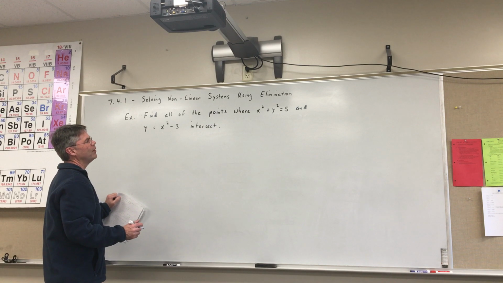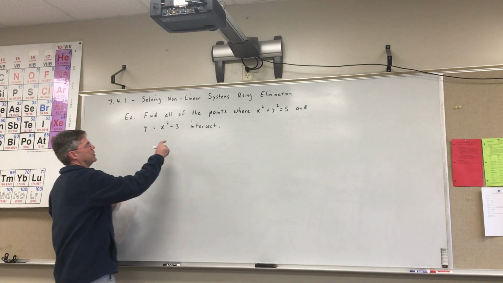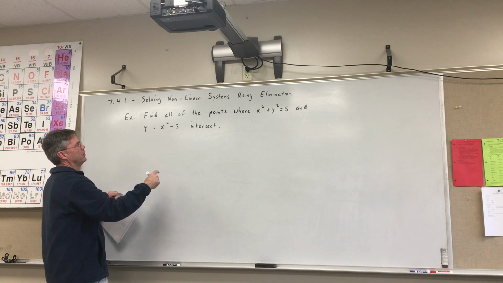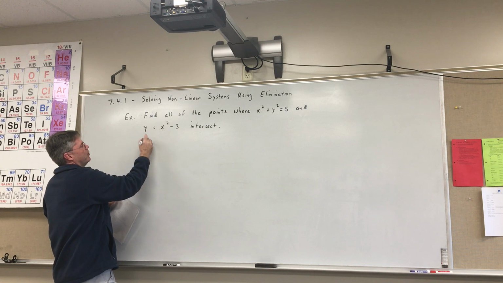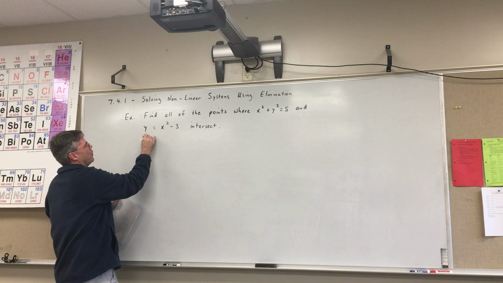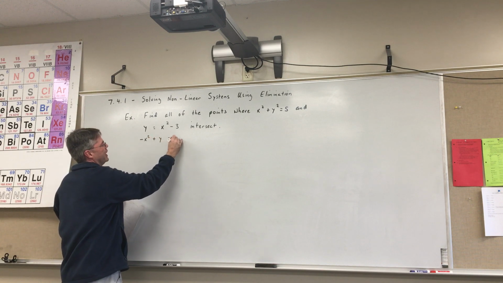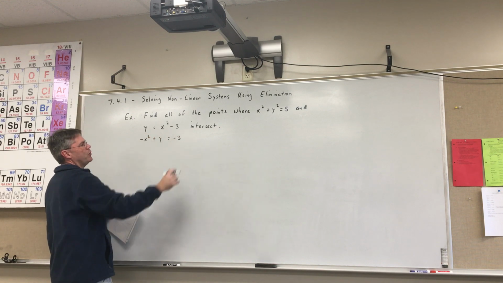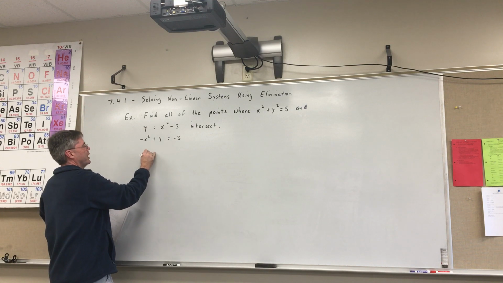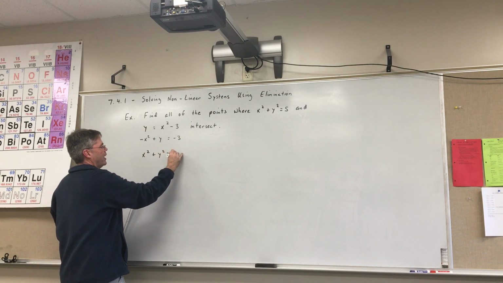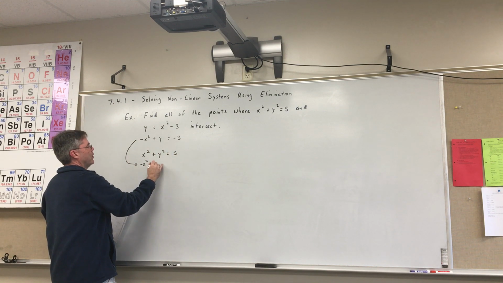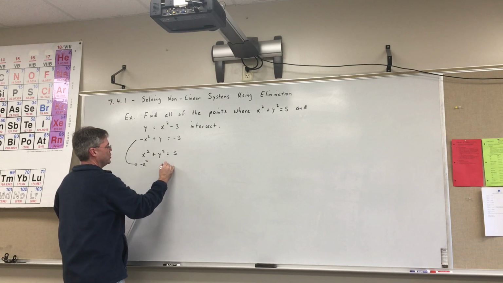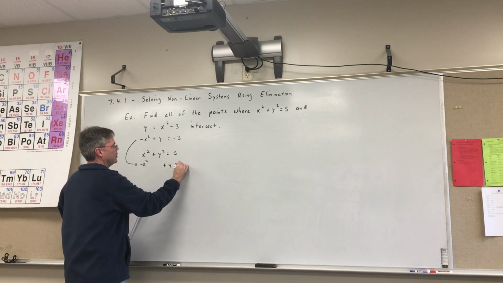All right, what I would do is let's write one function under the other. For this function, I'm going to pull the x to the left and rewrite that as negative x squared plus y is equal to negative 3. And I'm going to write that underneath our circle equation. So x squared plus y squared is equal to 5. And then bringing this under here, negative x squared, and then there's no y squared, so we have plus y is equal to negative 3.